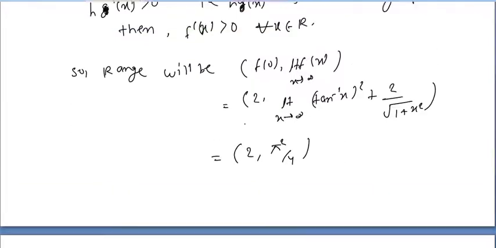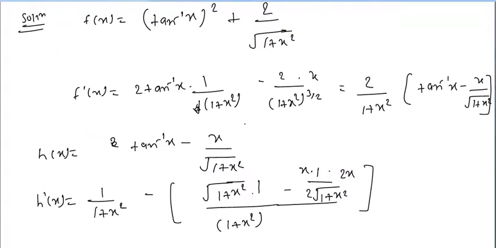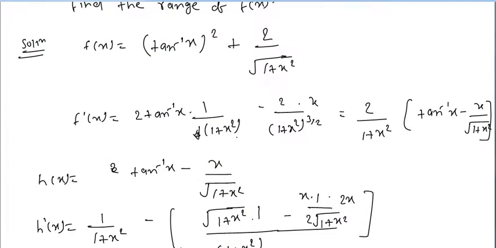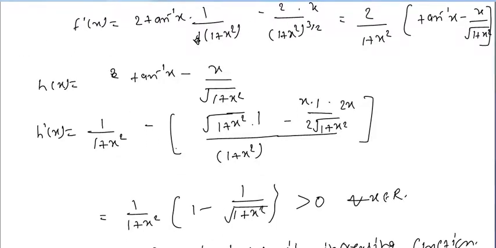So what we have done here: first check where the function is decreasing or increasing. Firstly I have checked that f'(x) is equal to 2 by 1 plus x² into tan inverse x minus x divided by 1 plus x². From here we cannot say directly that this part is positive. So for checking whether it is positive or negative, we have assumed another function h(x), that is tan inverse x minus x divided by root under 1 plus x². And after that we have checked the derivative of h(x), where it is positive and negative.